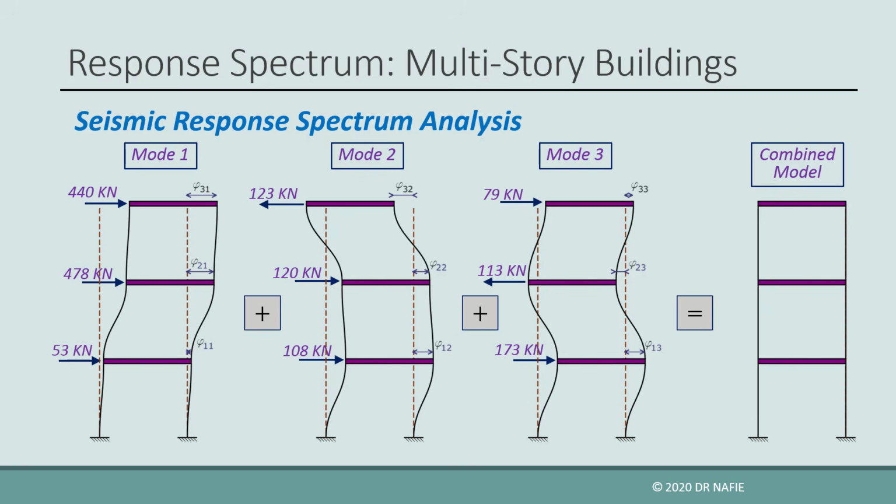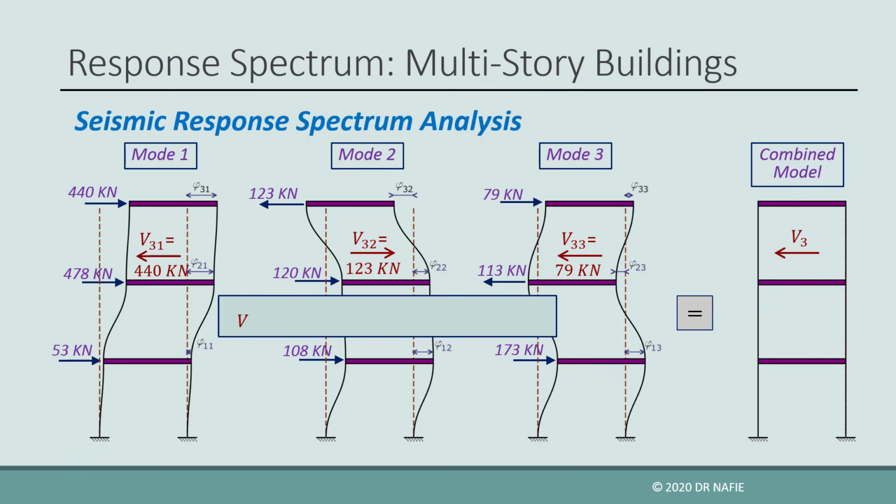First, let us calculate the shear in the third story, V3. To do that, we need to calculate the third story shear for the first three modes, V31, V32, and V33. Then we use the SRSS method to combine these three values as shown to obtain the value of V3.